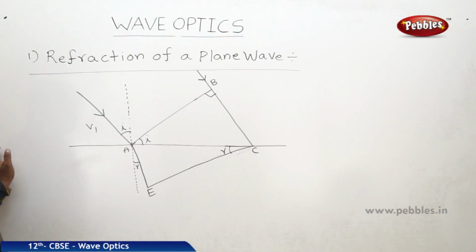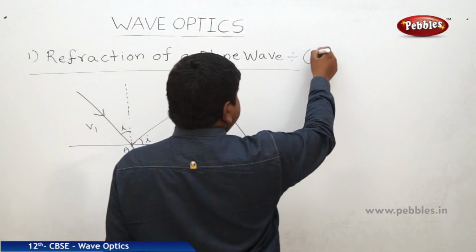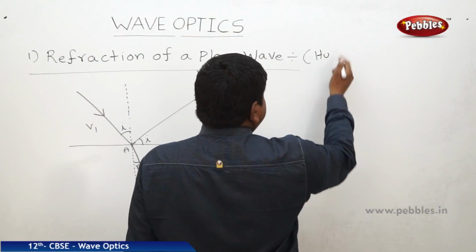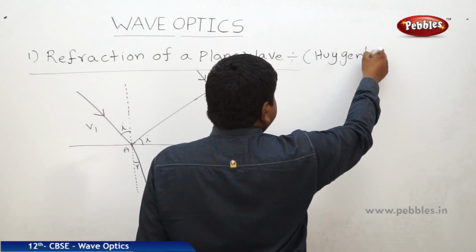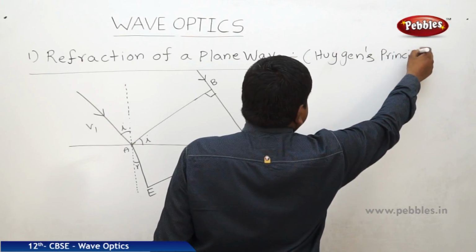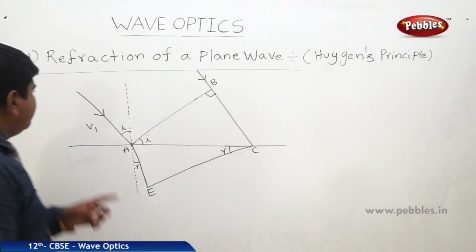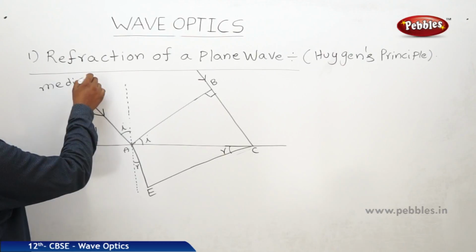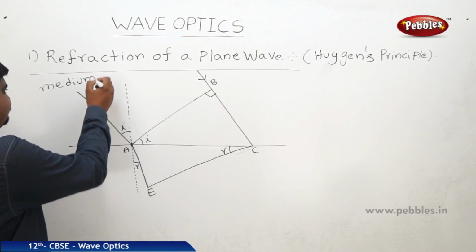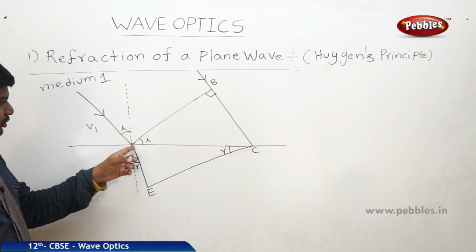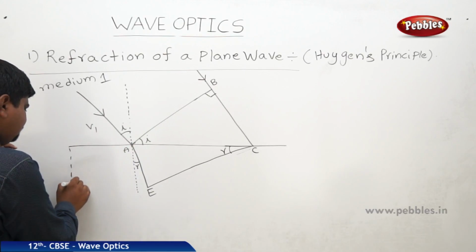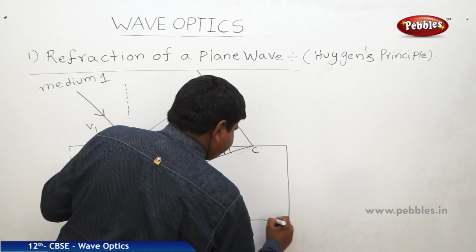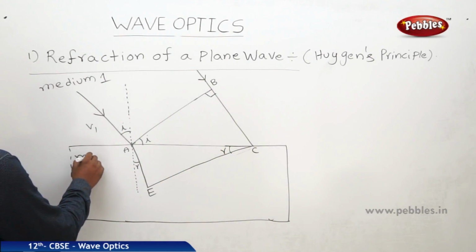Now we will see the refraction of a plane wave by using Huygens principle. This is the medium one, nothing but the air. And from this medium 1, light is coming towards this medium 2. I am drawing this one. This is medium 2.